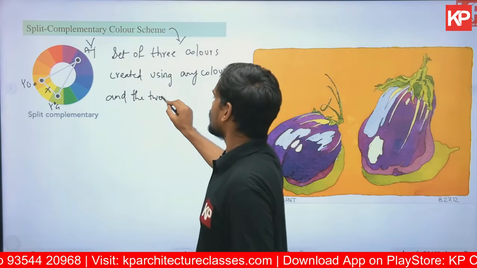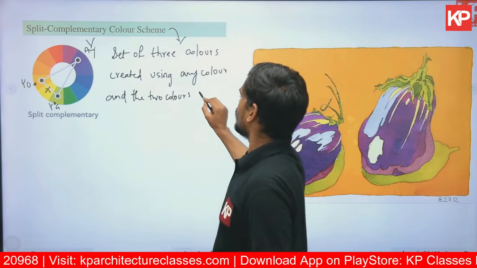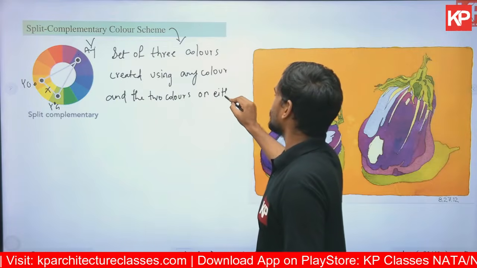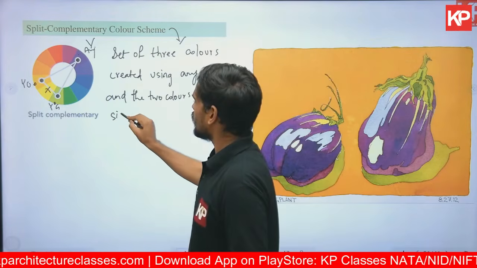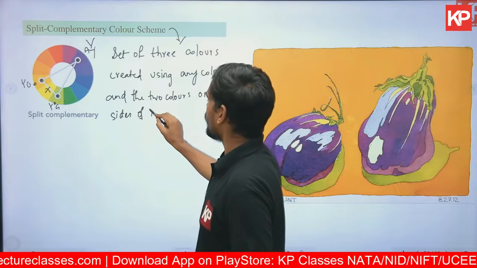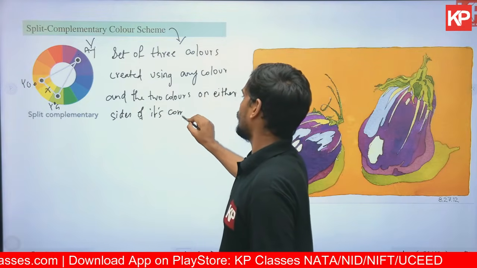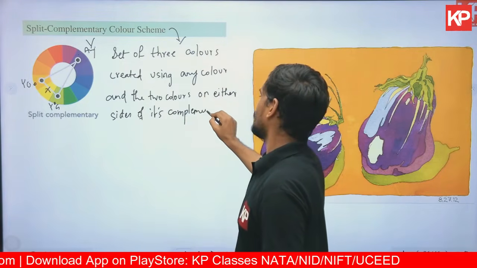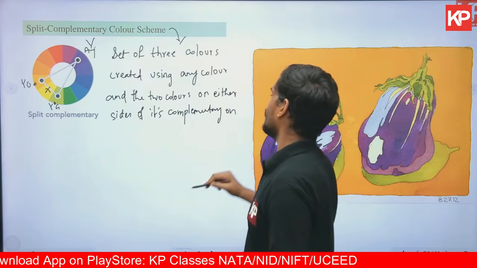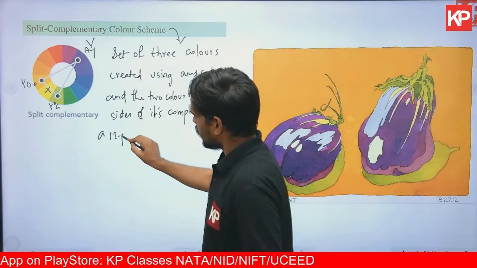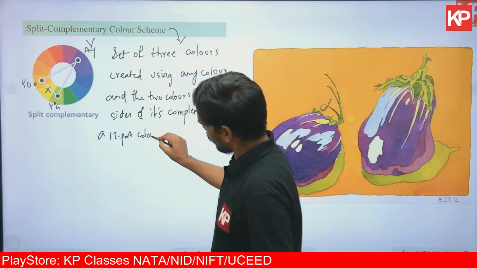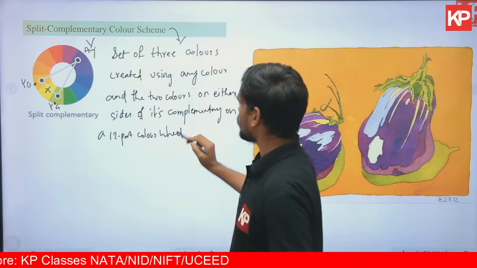the two colors on either sides of its complementary on a 12-part color wheel. So that is split complementary.